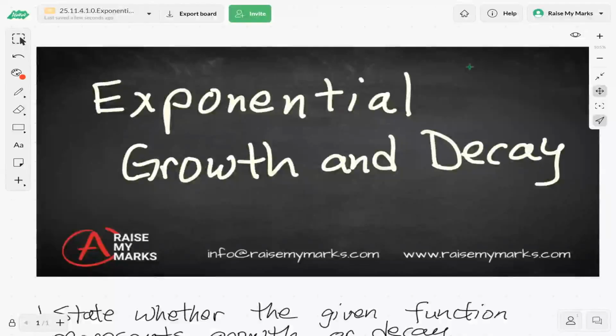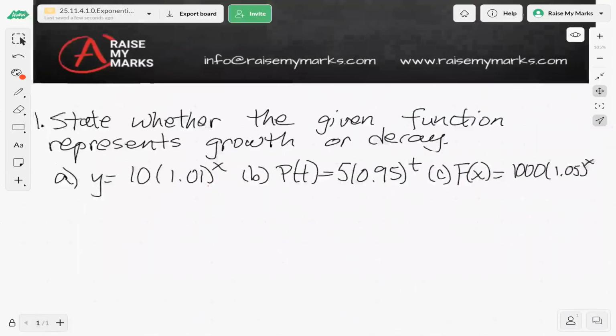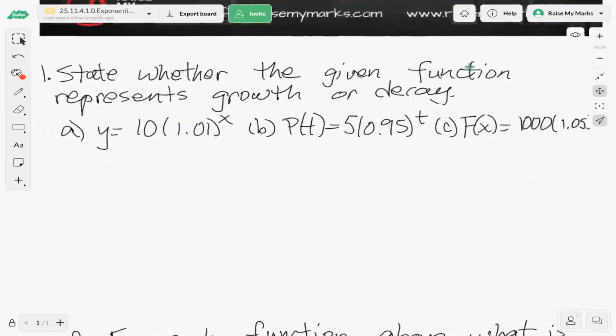So today we're going to look at exponential growth and decay. So let's look at our first question. We're asked, state whether the given function represents growth or decay.